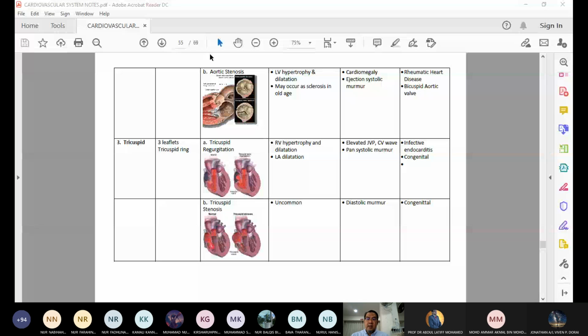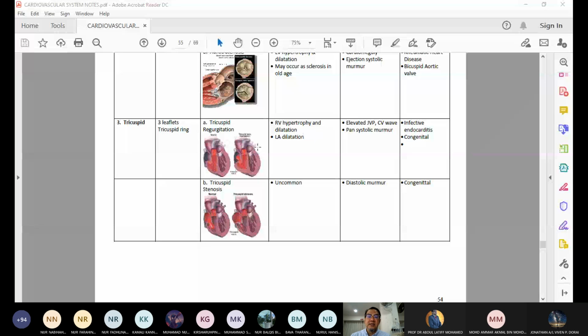So what do we do? Open heart surgery to repair the valve or to replace the damaged valve? Okay, so now the treatment of valvular heart disease is surgical. Okay, Jonathan, can you move on to the next page?